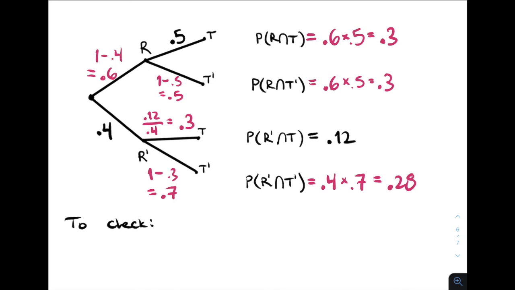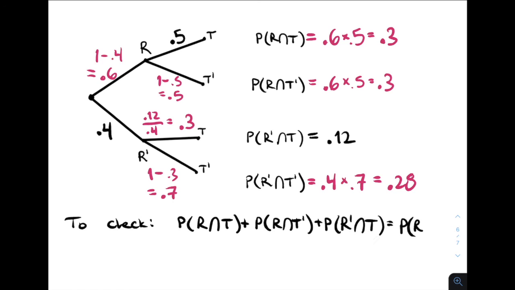To check our final answer, we could see, does the probability of all our different outcomes sum to 1? Well, here 0.3 plus 0.3 plus 0.12 plus 0.28 does in fact equal 1.